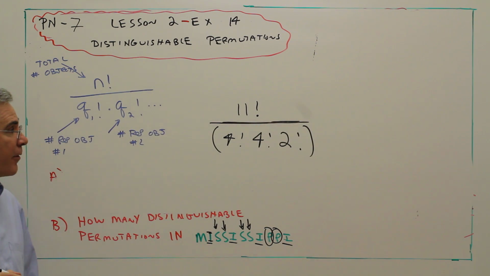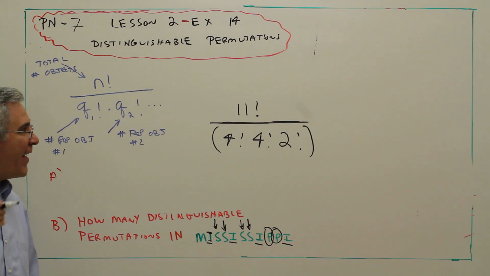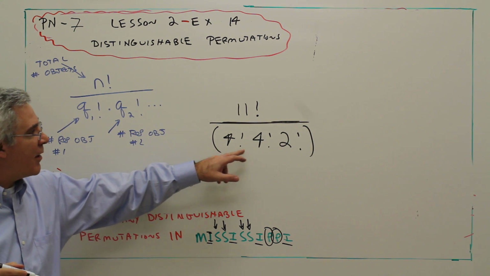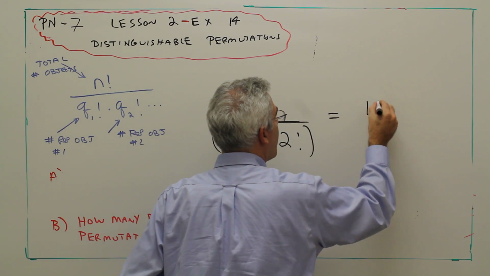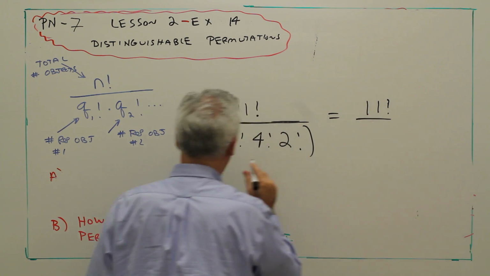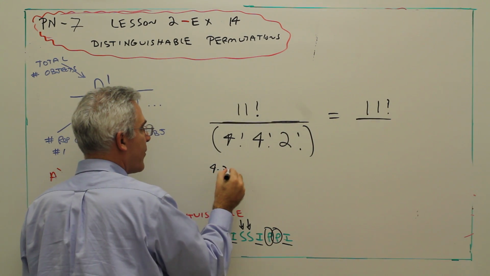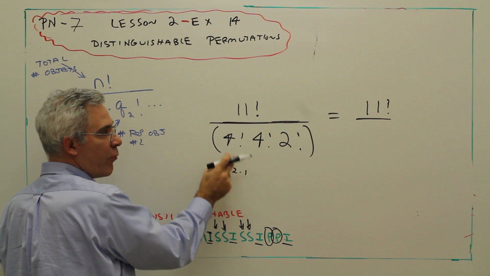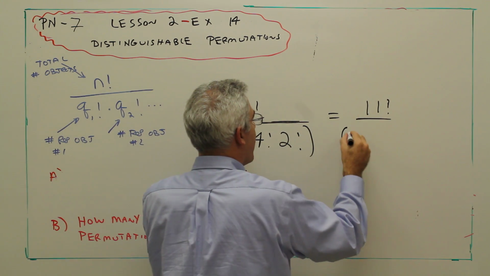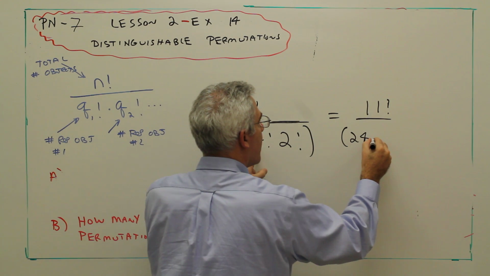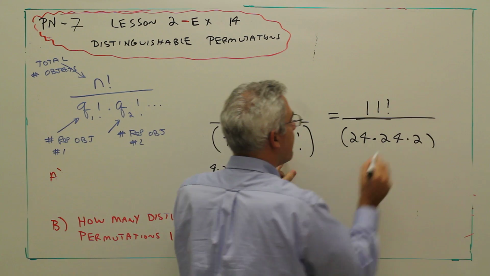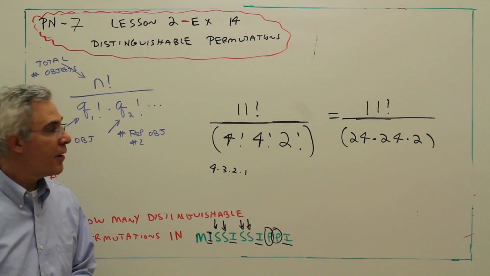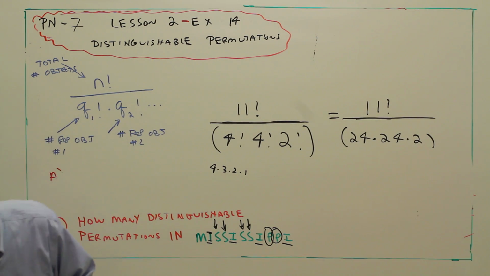Okay, the factorial key is kind of cumbersome to use, so if I can make these just be a number without factorial, that'd be easier. So this is going to be 11 factorial over 4 factorial, which is 4 times 3 times 2 times 1. That's 24. So it's going to be over 24 times 24 times 2. Okay, so now I'll show you how to do that in the calculator.